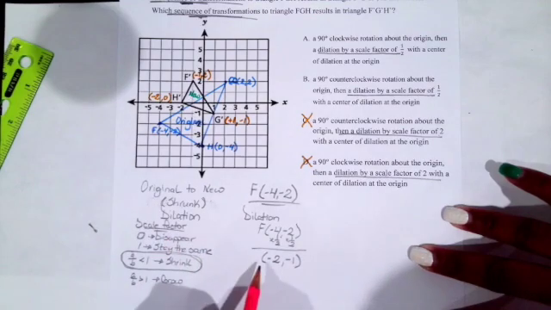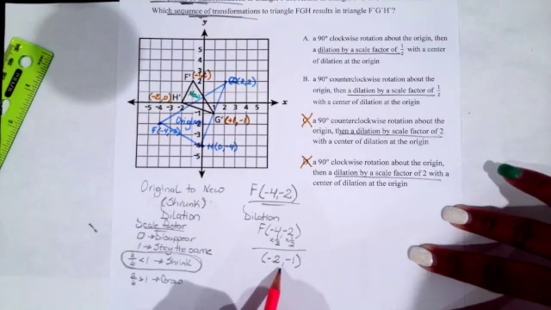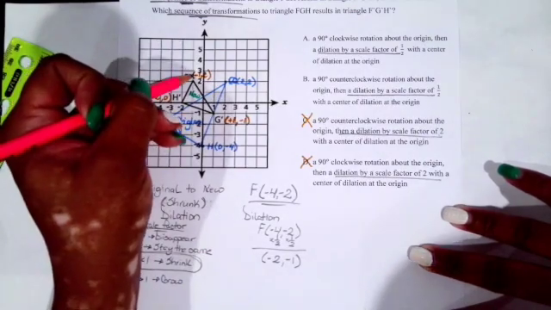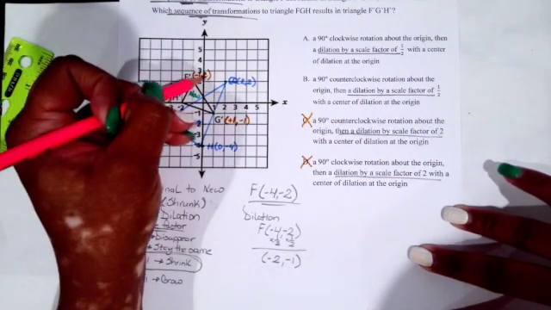Notice what I'm not doing. I'm not labeling this F prime. Why? Because it's a sequence, which means I must do something else to this point so that I can get F prime of (-1, 2).